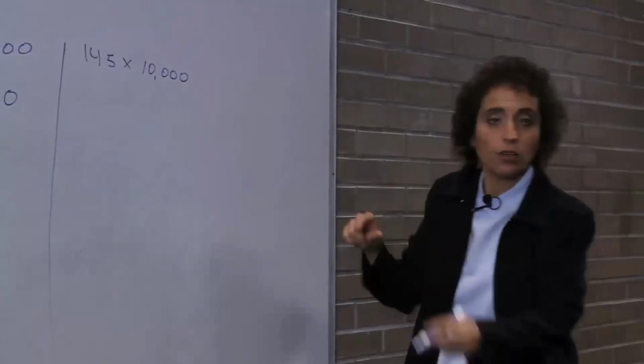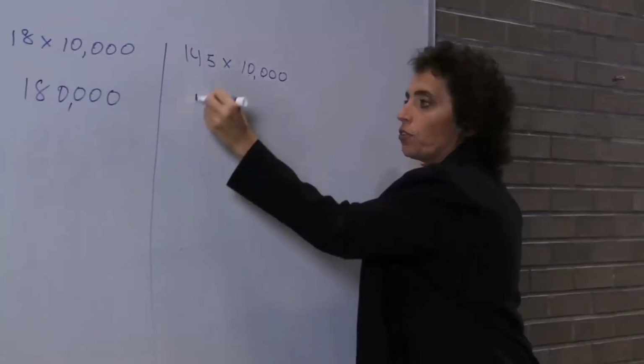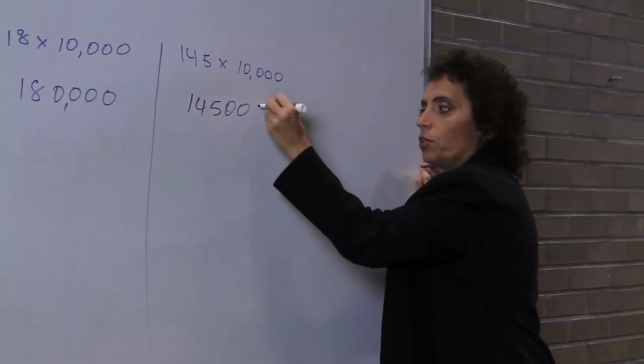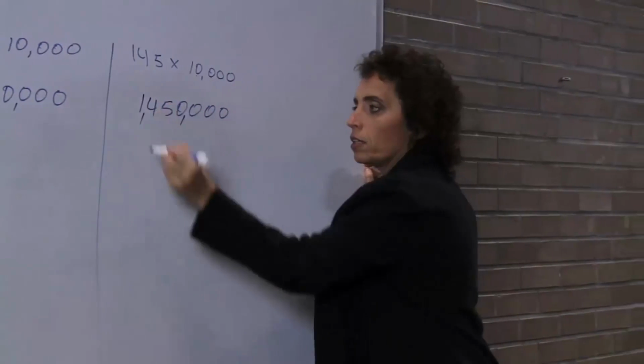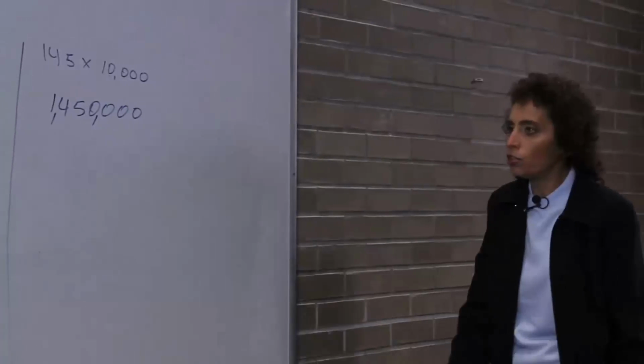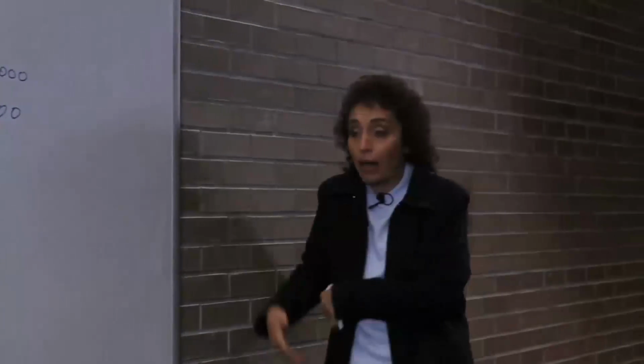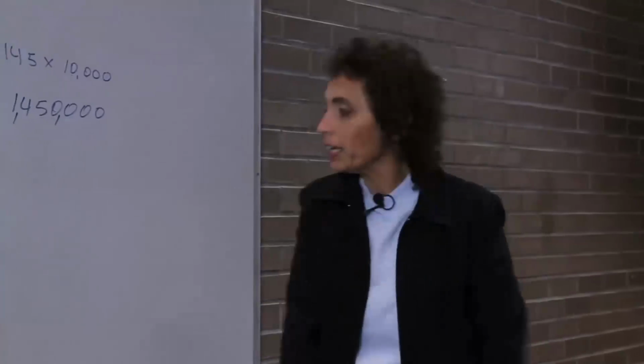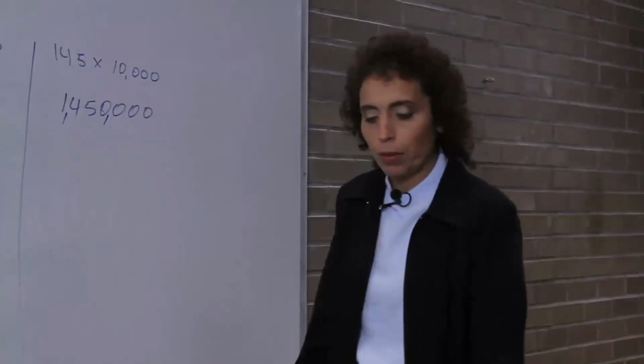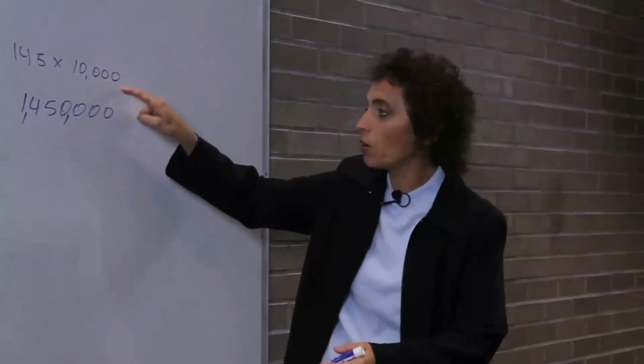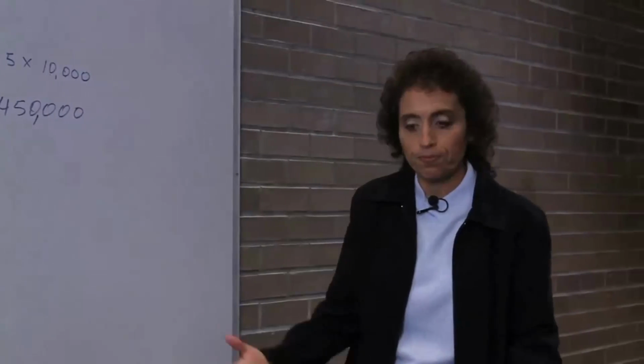145 times 10,000. 1, 2, 3, 4 zeros. 1, 2, 3, 4. We get 1,450,000, which just happens to be the amount of money I have in my pocket right now. No, only kidding. Okay, so that's how you multiply by a power of 10. Doesn't matter how many zeros there are here. You just keep putting in the zeros.